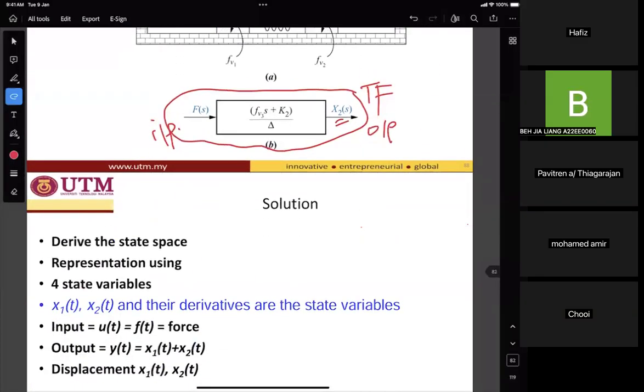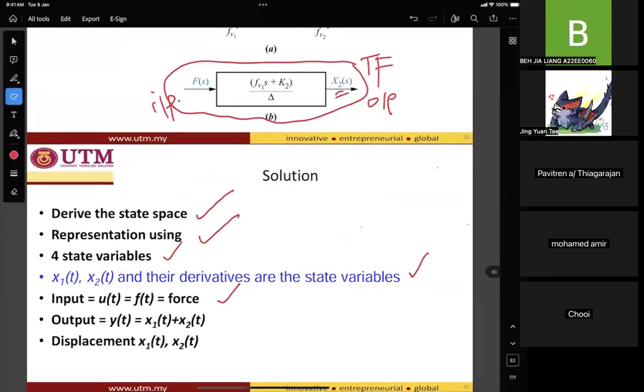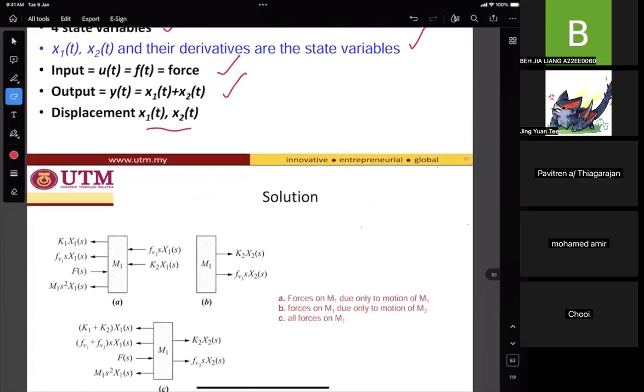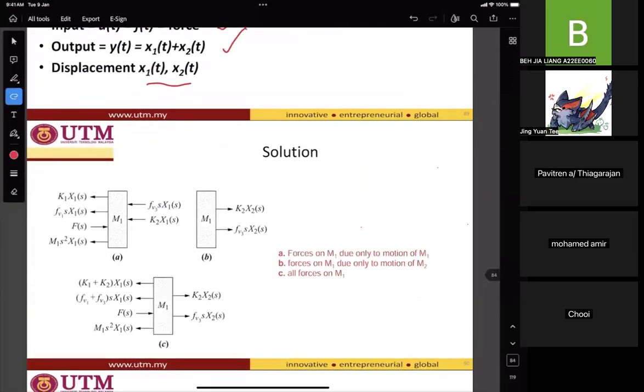So what I did is I derived the state space representation using four state variables: X1, X2, and their derivatives are the state variables. Input is force, output is X1 plus X2. Displacement is X1 and X2. So as usual, draw the free body diagram. Very important, you draw the free body diagram. Do not skip. Okay.